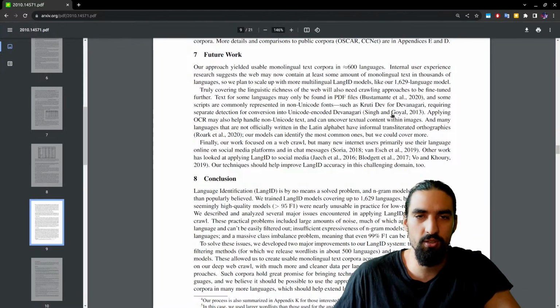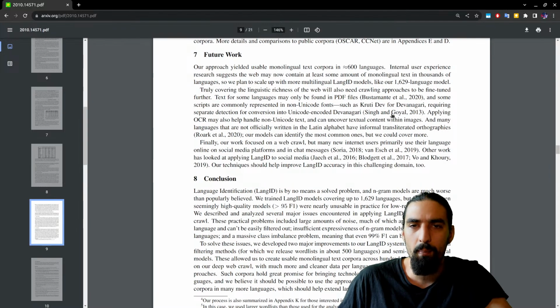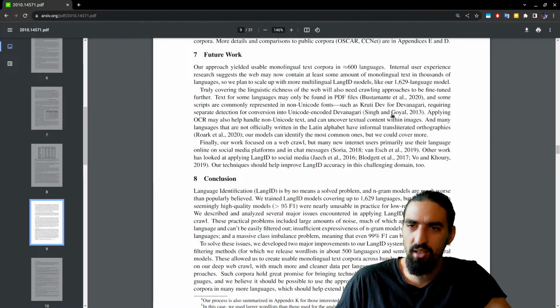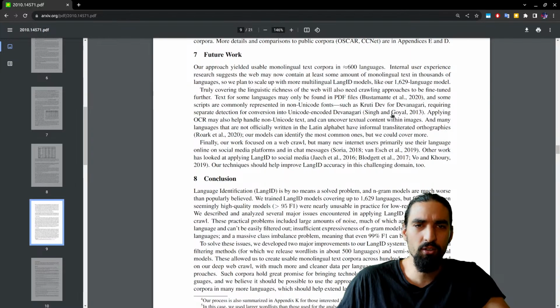Internal user experience research suggests that the web may now contain at least some amount of monolingual text in thousands of languages. So we plan to scale up with more multilingual LangID models like our language model. Truly covering the linguistic richness of the web will also need crawling approaches to be fine-tuned further.